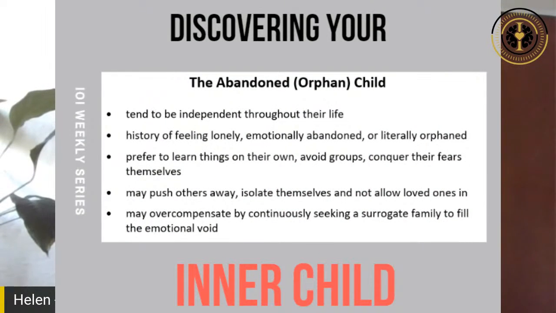So the first one I'm going to look at is the abandoned or the orphan child. And this is a child that tends to be really independent throughout their life. They tend to be a loner, and they do things on their own. They avoid groups and they conquer their fears themselves. So they don't really reach out to others very much. And in fact, when the negative aspect of them emerges, they may tend to push others away and isolate themselves and not allow loved ones in. And they may even seek a surrogate family to help fill that emotional void that they have within them.